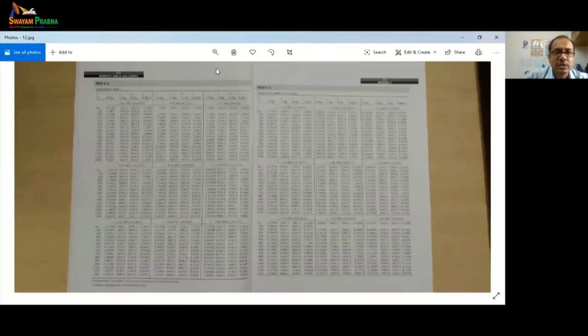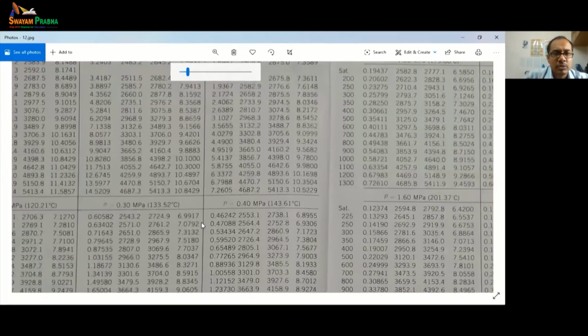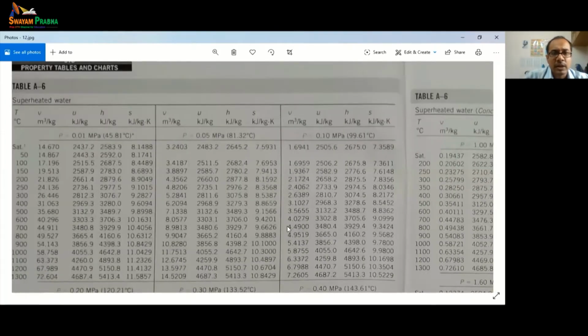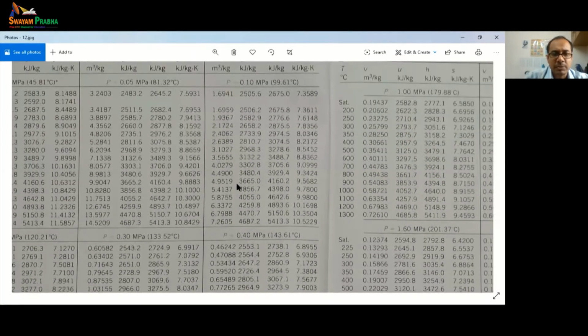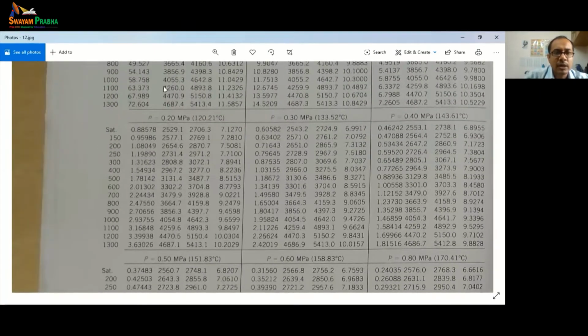So the saturation table will not tell us anything. Let us go to the superheated vapor table, and we have to look at 200 kPa, that means 0.2 MPa. So this is the table that will serve our purpose: 200 kPa and 300 degrees centigrade. The first column is the temperature column, so here all the values we will get.